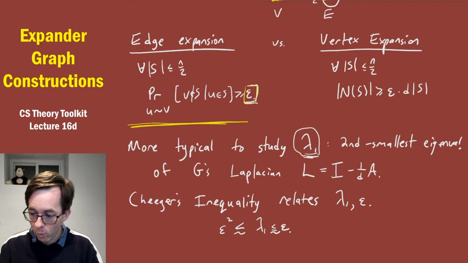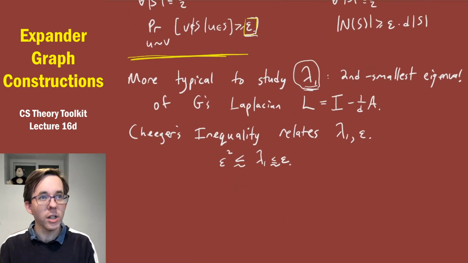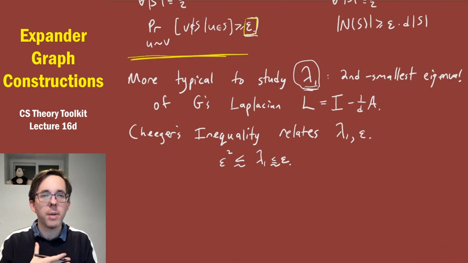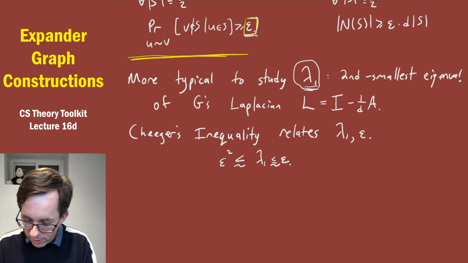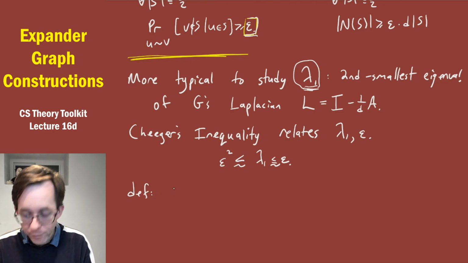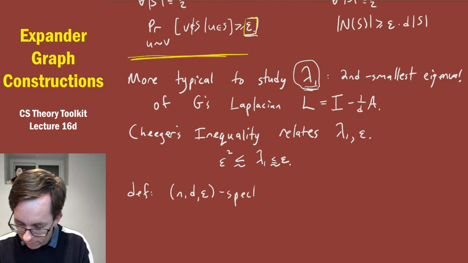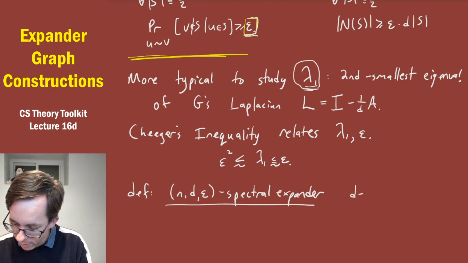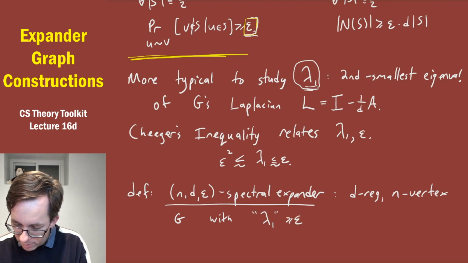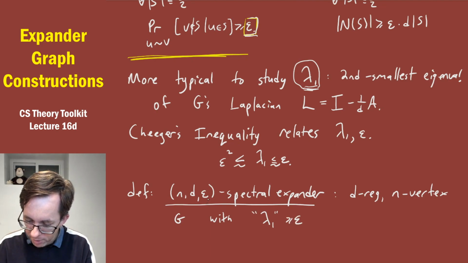And so what we're eventually going to talk about constructing, and what most people constructing expander graphs strive to do, is get what's called an n, d, epsilon spectral expander. And what does this mean? This means a d-regular, n-vertex graph G with second smallest eigenvalue of the Laplacian, lambda 1, at least epsilon. Sorry, I'm using the same parameter epsilon here. Let me call this epsilon 0 and this epsilon 0.